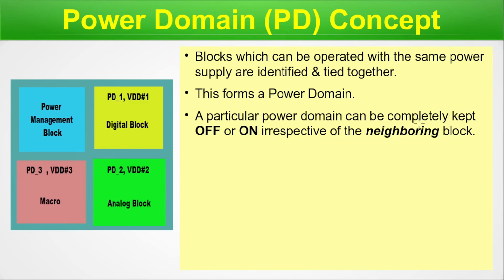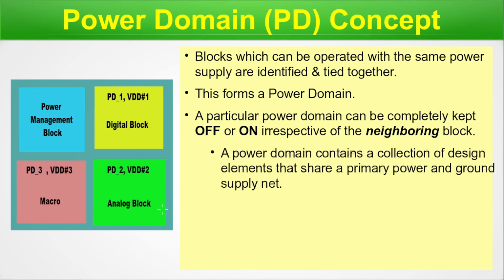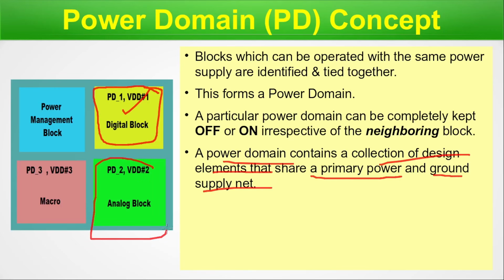A particular power domain can be completely kept on or off irrespective of the neighboring block. So this could be on when this is off, right? Or this is on when this is off. So this way any block could be powered up or powered down. A power domain contains a collection of design elements that share a primary power and ground supply net. So here you can see the VDD and VSS will be the same for all of the leaf cells here. Similarly here the VDD and VSS will be the same for all the leaf cells inside it. Similarly the theory applies here too.